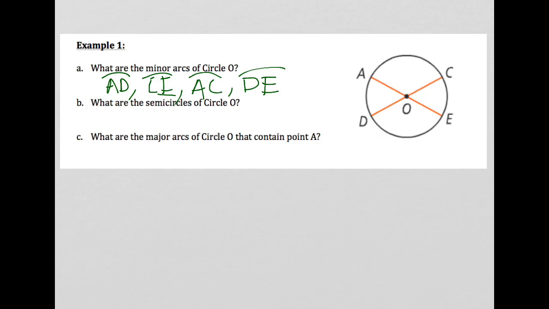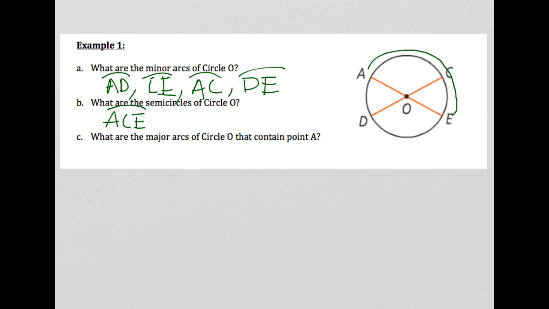Alright, what are the semicircles of circle O? Well, those would have to be exactly half of a circle. So it looks like I have a few different ones here. I could go this direction. I could go this direction. And I could make a few different semicircles. So the first one I'll draw is ACE, that one right there.